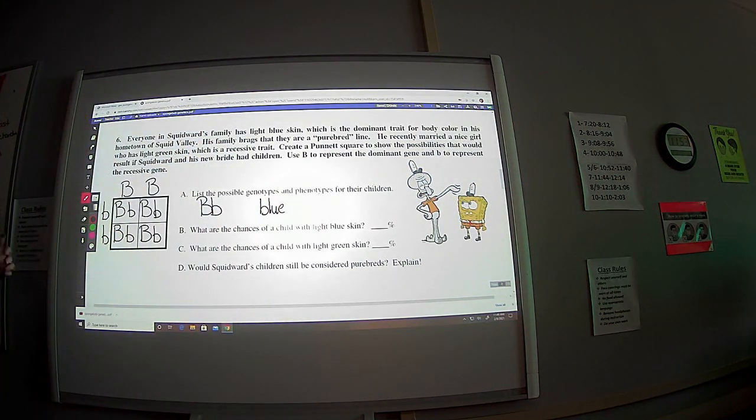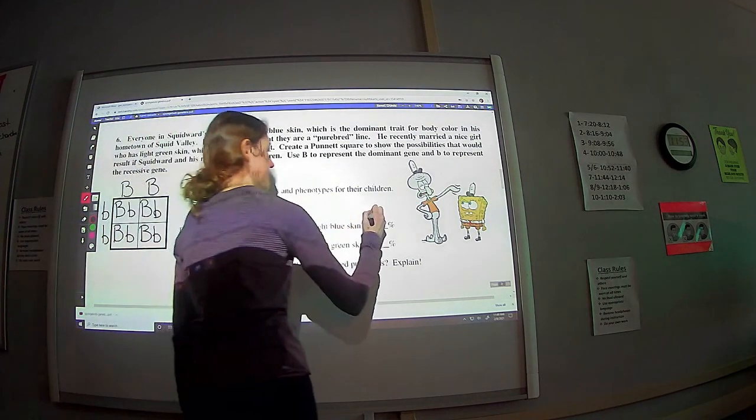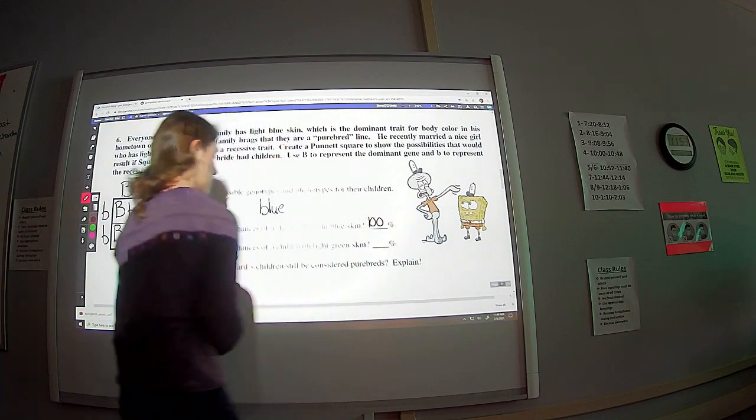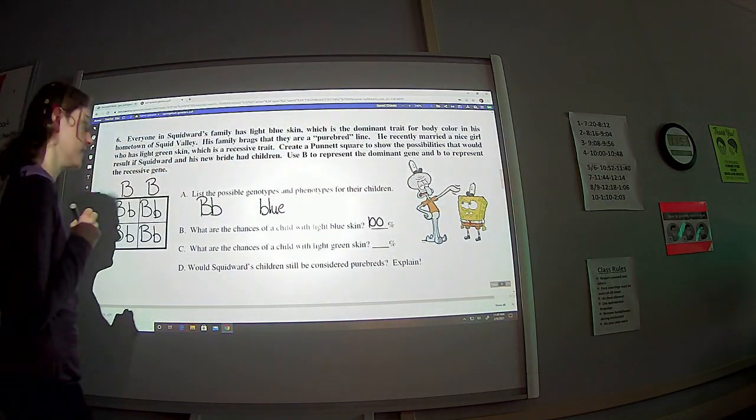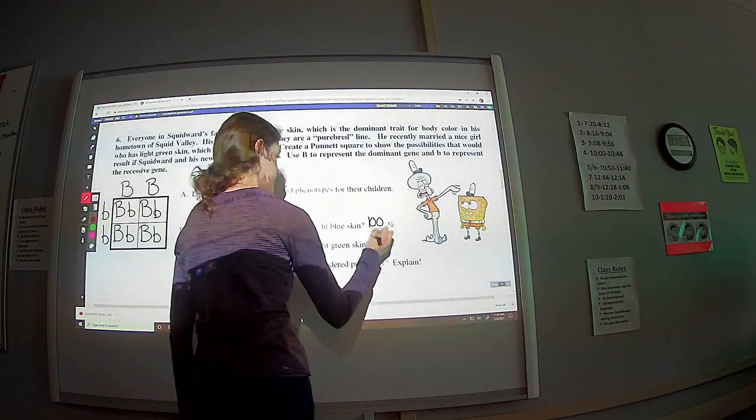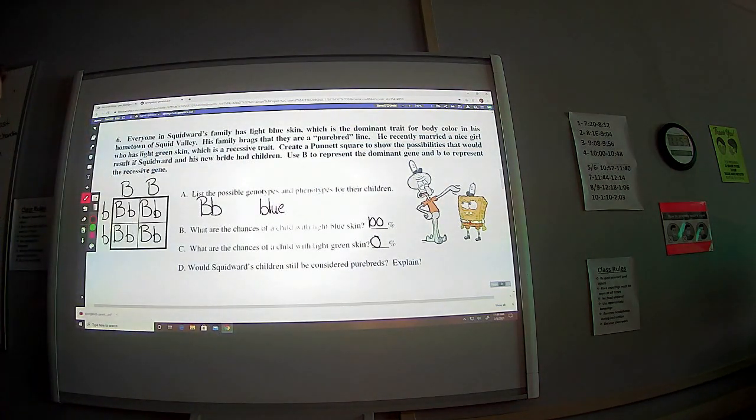What are the chances of a child with light blue skin? If you look in there, as long as you have one capital letter, that's going to be blue when we talk about just regular complete dominance. So that's going to be 100%. What are the chances of a child with light green skin? 0%. Would Squidward's children be considered purebreds?